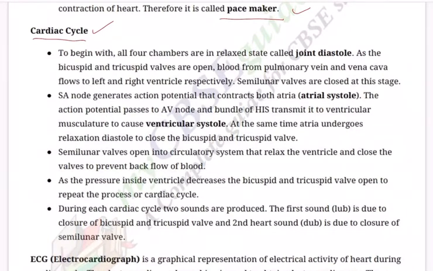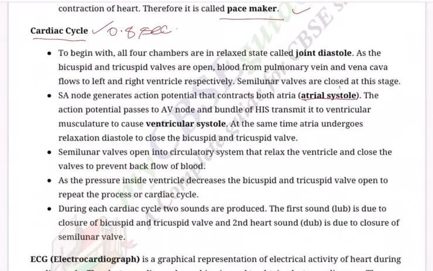What is the cardiac cycle? The cardiac cycle consists of one heartbeat, or one cycle of contraction and relaxation of the cardiac muscle. The duration of the cardiac cycle is, you must always remember this, 0.8 seconds. Remember, 0.8 seconds. The successive stages of the cardiac cycle are as follows.